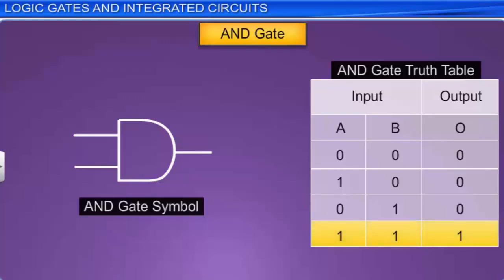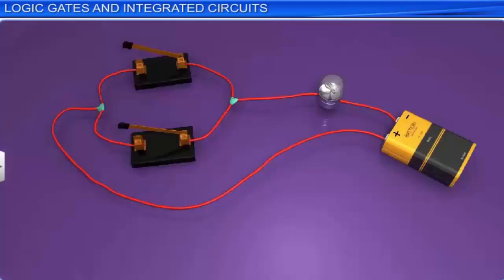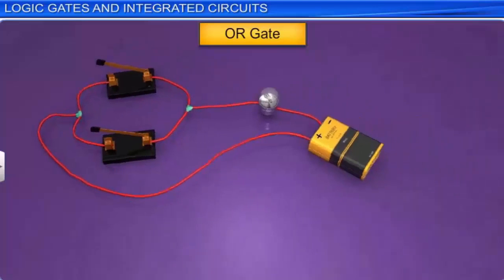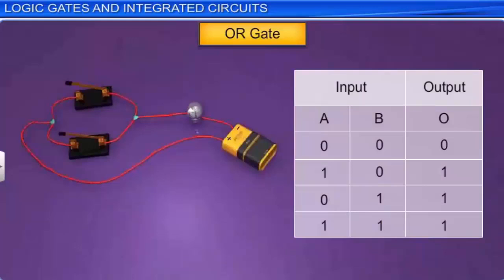Now let us learn about the OR gate. Here is a circuit representing an OR gate. Just like an AND gate, an OR gate also has 2 or more inputs. Let us form the truth table of the OR gate. When both the switches A and B are open, no current flows from them, so both the inputs are 0. The bulb in this case remains off. Hence, the output is also 0.